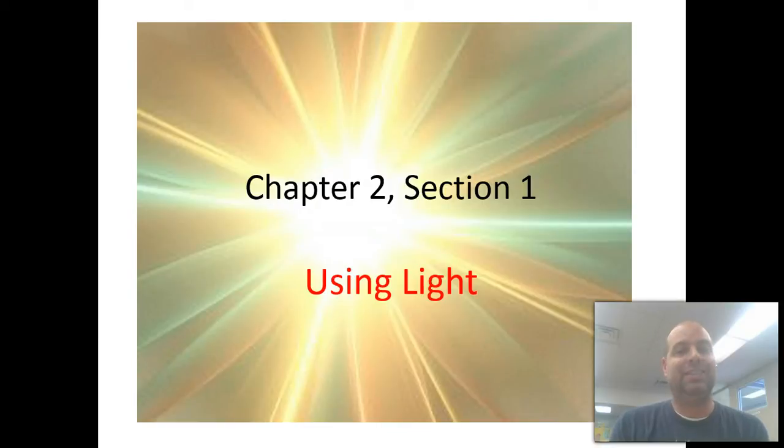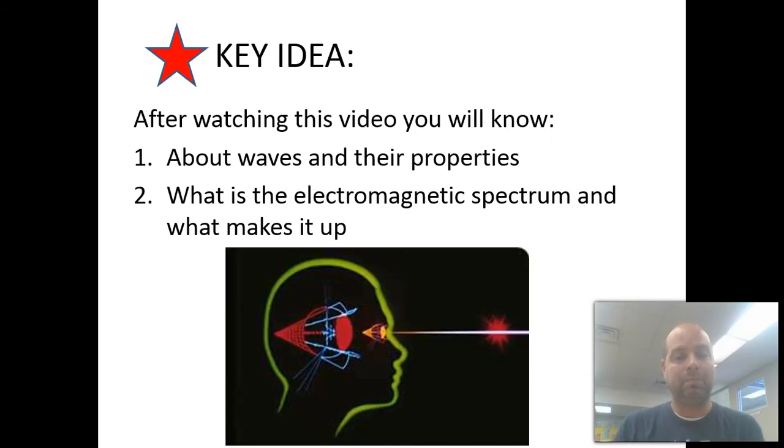We are starting Chapter 2, Section 1, Using Light. And as always, you should have already read the section, pages 38 through 45. This is about waves and the electromagnetic spectrum. In this video, after you're done watching it, you will know about waves and their properties, and you should know about the electromagnetic spectrum and what makes it up.